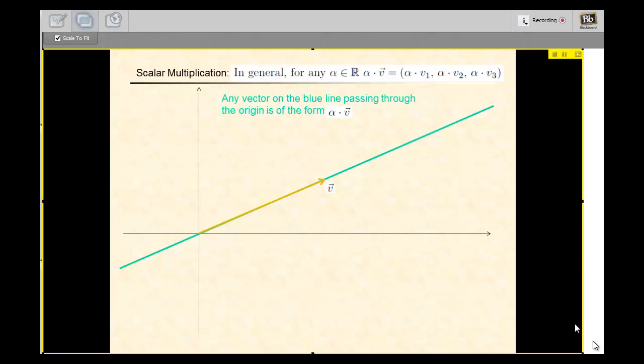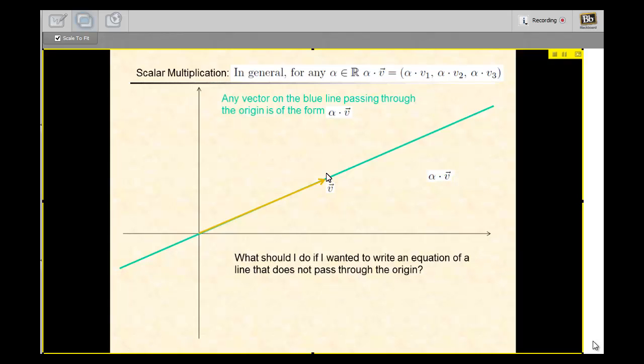Any vector on the blue line passing through the origin is of the form alpha into v. So for example, this is a line. Any vector you can draw on this line will be written as alpha into vector v.